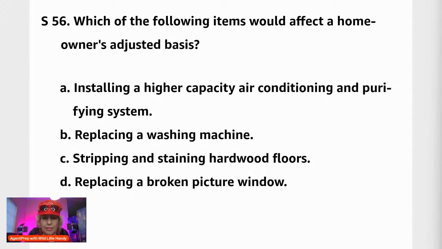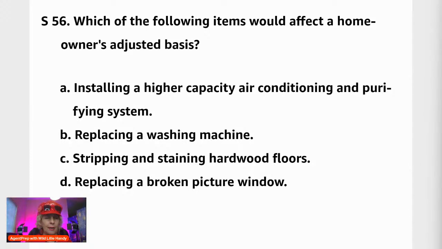Yes, very good, Jaylene and Ruth. Installing a higher capacity air conditioning and purifying system. That changes the value. That is an improvement on the property. So if the property initially cost $500,000 and they added a $10,000 or $15,000 system, the new basis is now $515,000. So the day they sell it, if they sell it for $600,000, they get to deduct $515,000 as their new adjusted basis. Okay, that's an example.